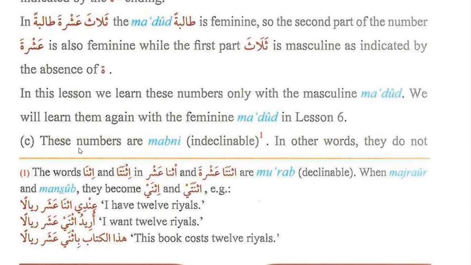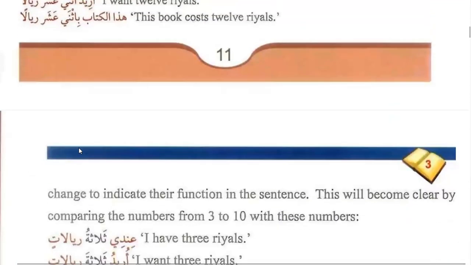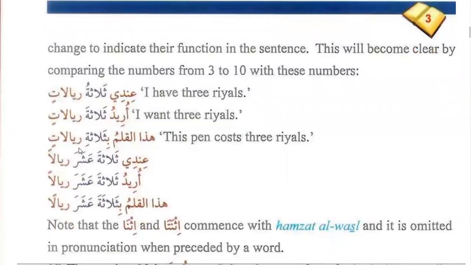These numbers are mabni, indeclinable. In other words, they don't change to indicate their function in the sentence. This will become clear by comparing the numbers from 3 to 10 with these numbers. Indi salasatu rialatin. I have 3 rials. Uridu salasata rialatin. I want 3 rials. Hazal kolamu bi salasati rialatin. This pen costs 3 rials.